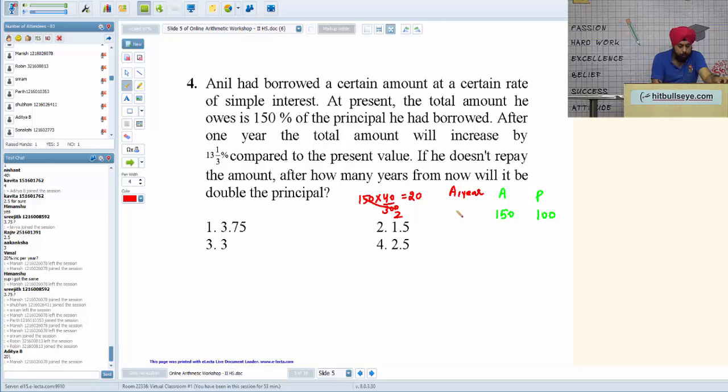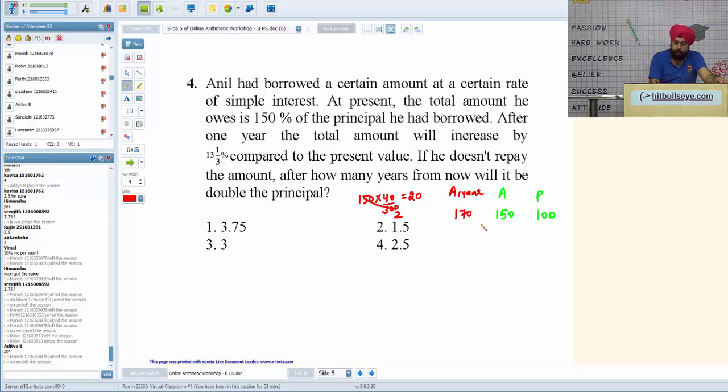So this means the amount shall become 170%, 1 year from now. Now that is just the examiner's way to give you the information, students. On the whole, you get to know that you earn 20 rupees interest in 1 year when you have taken the principal to be 100. So that means your rate of interest happens to be 20% per annum.